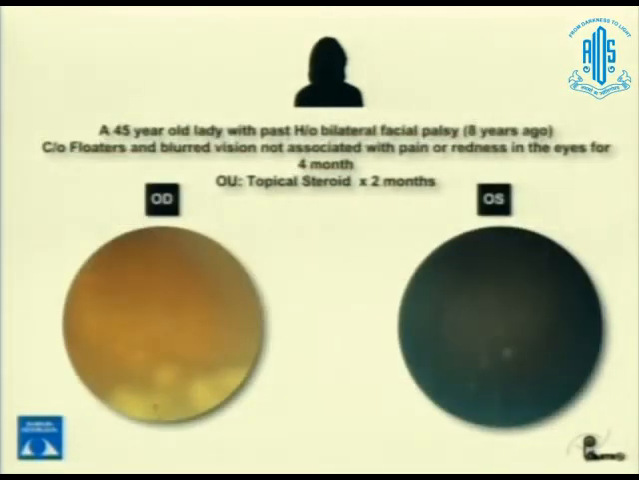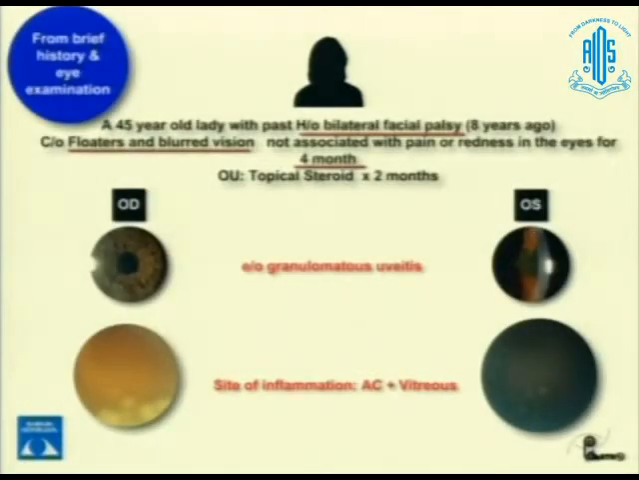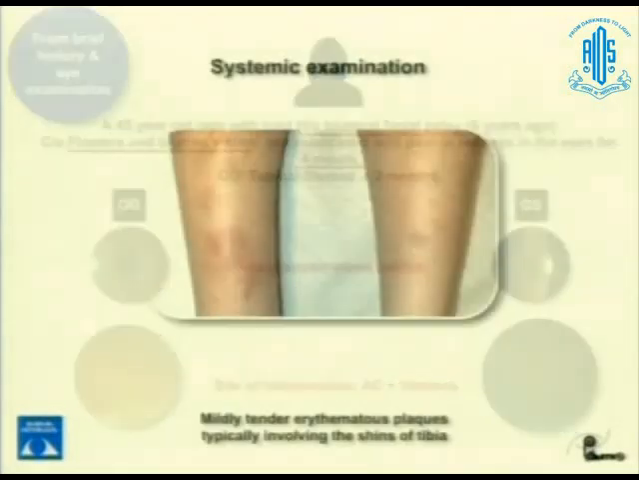From this history, I have underlined some points. There is a history of bilateral palsy for 8 years. The patient is complaining of floaters and blurred vision. And the duration of this uveitis is 4 months. So it's a case of granulomatous uveitis, and the site of inflammation is primarily in the anterior chamber and vitreous.